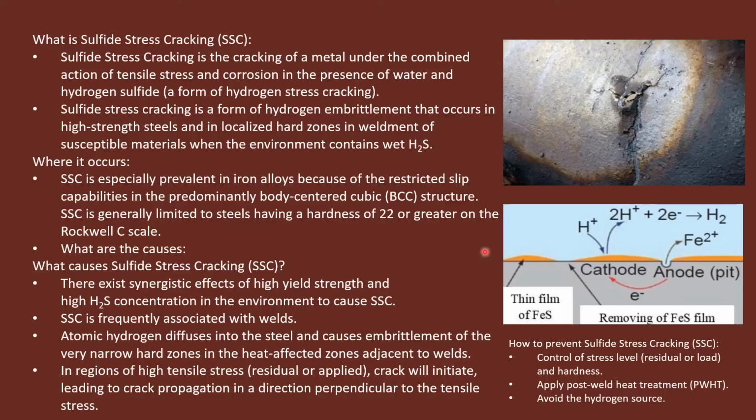Now what are the various factors, how can we prevent it? We can control the stress level. The residual stresses we can remove, and we can control the hardness. Once we control these two factors, stress level and hardness, there are fewer chances of this kind of cracking. Also, if we apply post weld heat treatment, then again this will reduce the level of residual stresses. Avoid the hydrogen source: we can keep our material away from the hydrogen source, so there will be less hydrogen embrittlement. So these are a few of the factors with the help of which we can prevent sulfide stress cracking.